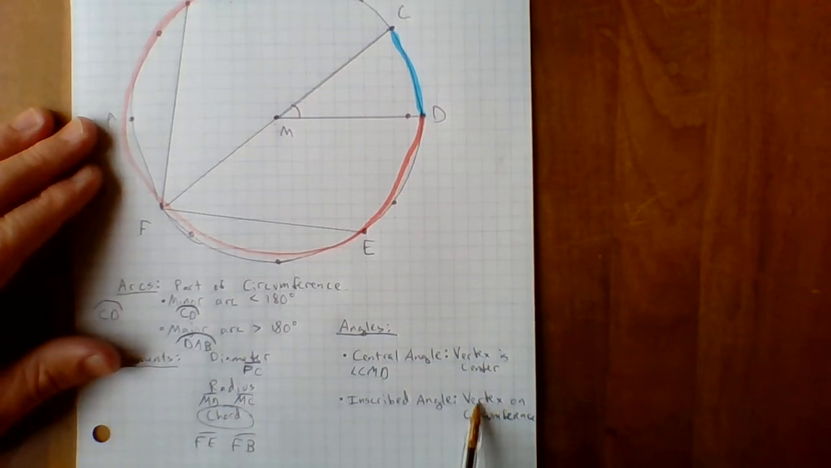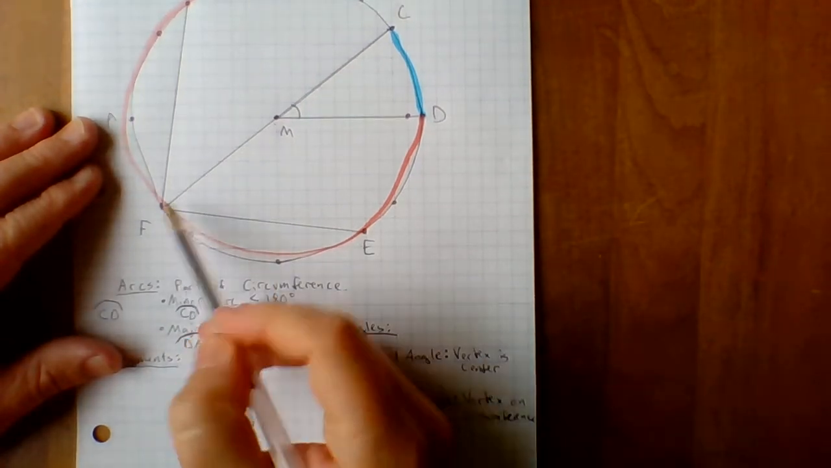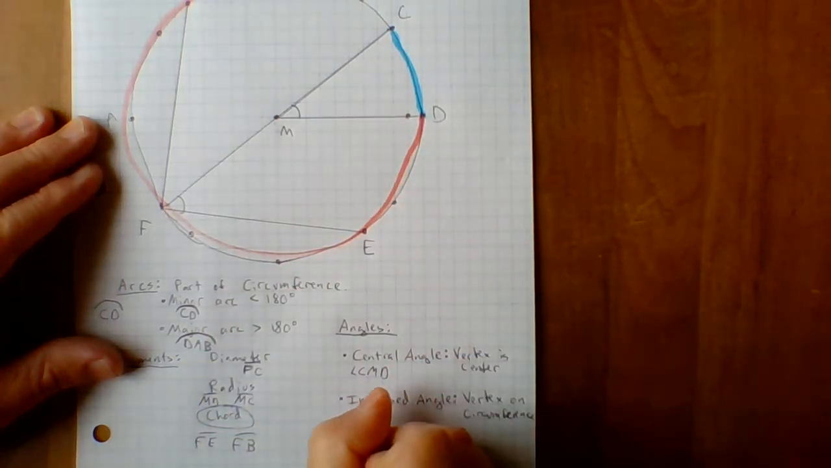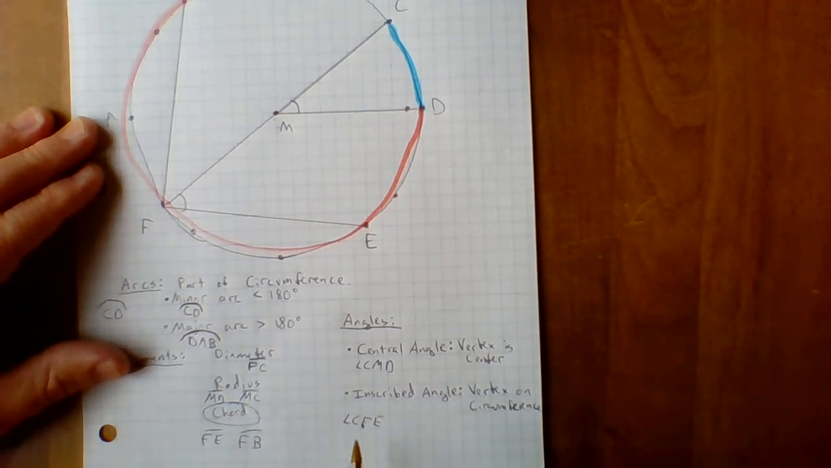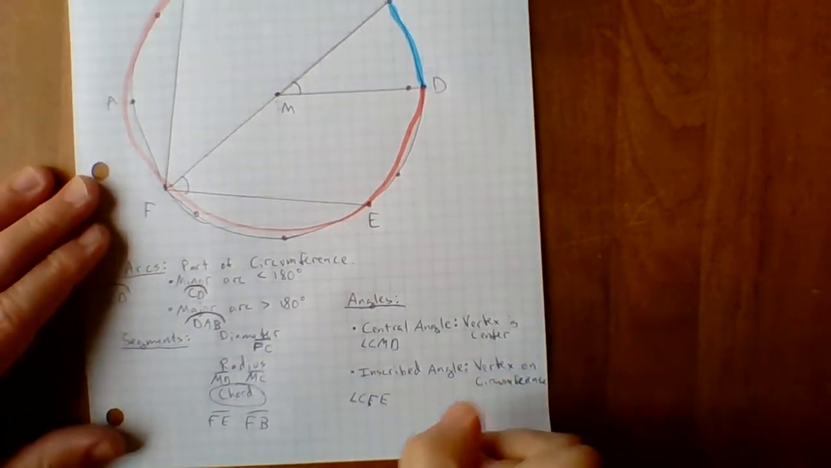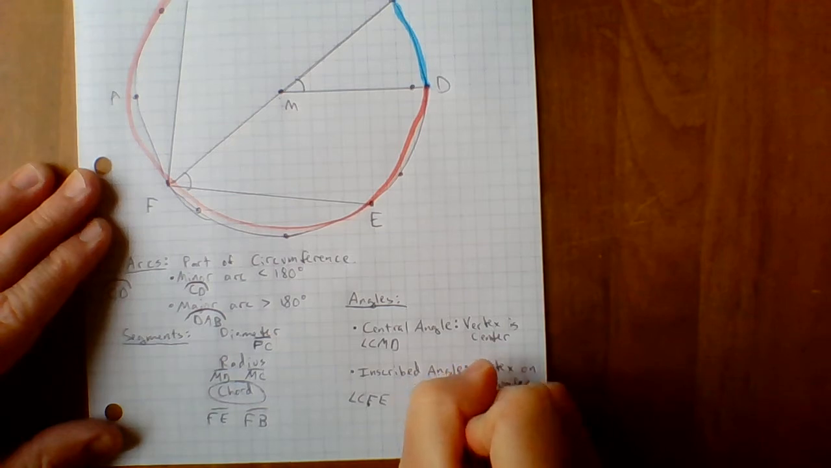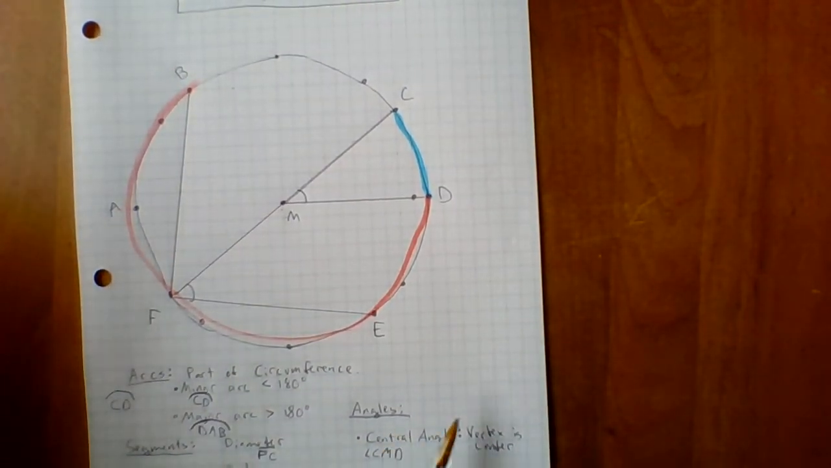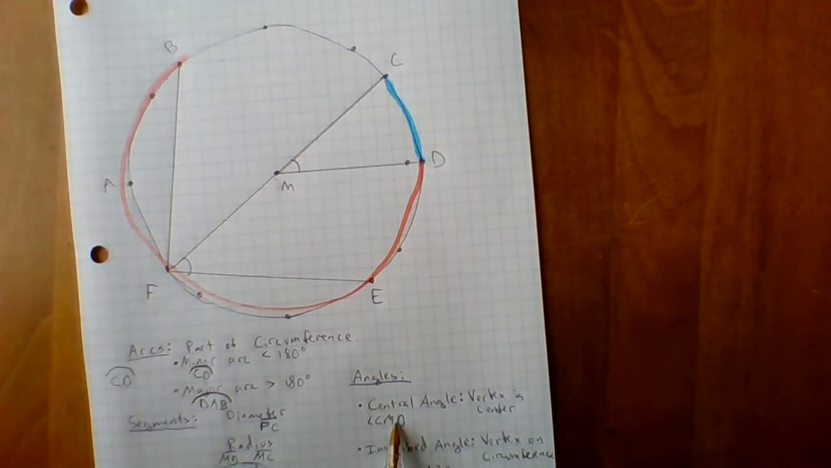Inscribed angles are angles where the vertex is on the circumference of the circle. See them here? Here's an inscribed angle, CFE. Angle CFE is an inscribed angle because F is on the circumference. So is BFC, angle BFC. The last thing to talk about is central angles, that we've just been looking at.